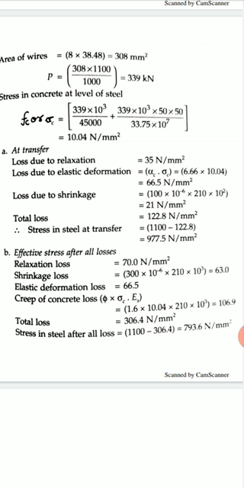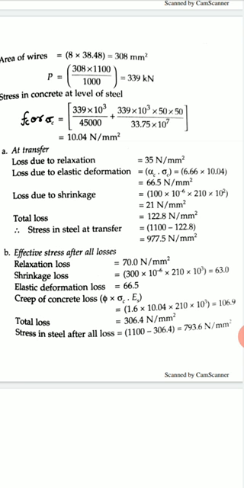Next, loss due to shrinkage. The shrinkage factor has changed here, which was 100 into 10 raised to minus 6, now is 300 into 10 raised to minus 6, which is the given data. Now multiply Es to it, we'll get 63 as the loss. Then elastic deformation remains the same, it doesn't change because the formula is the same.